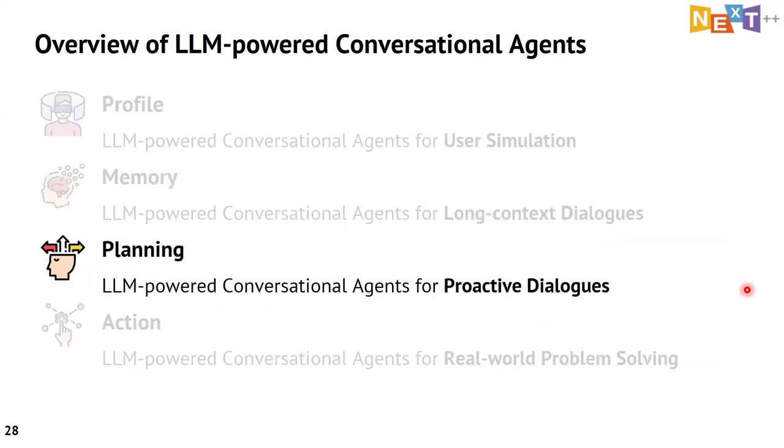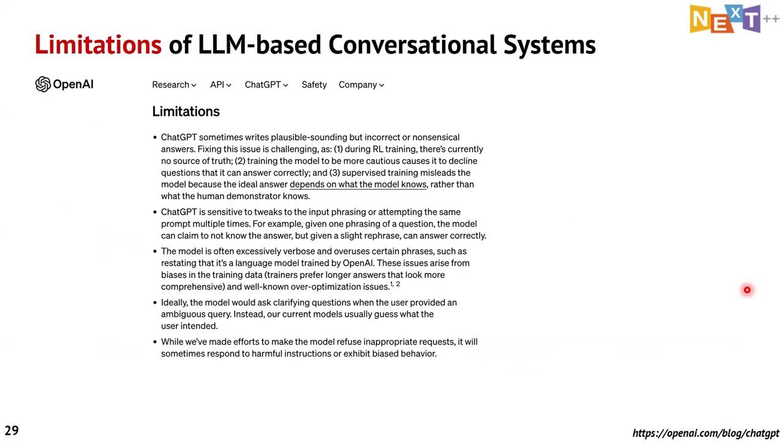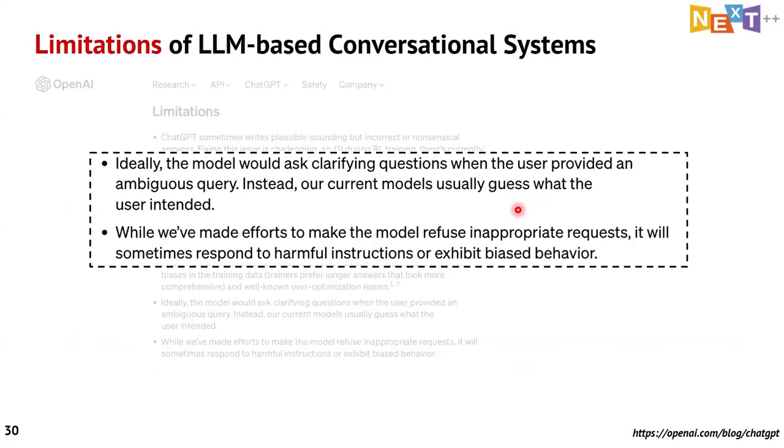Okay, and the third part about the LLM-powered conversational agent is about the planning capability. Here I will mainly introduce the LLM-powered conversational agents for proactive dialogues. Here I want to first introduce some limitations of the current LLM-based conversational systems. I just take ChatGPT as an example, and here are some limitations that are listed in OpenAI's blog. I will mainly focus on the last two limitations.